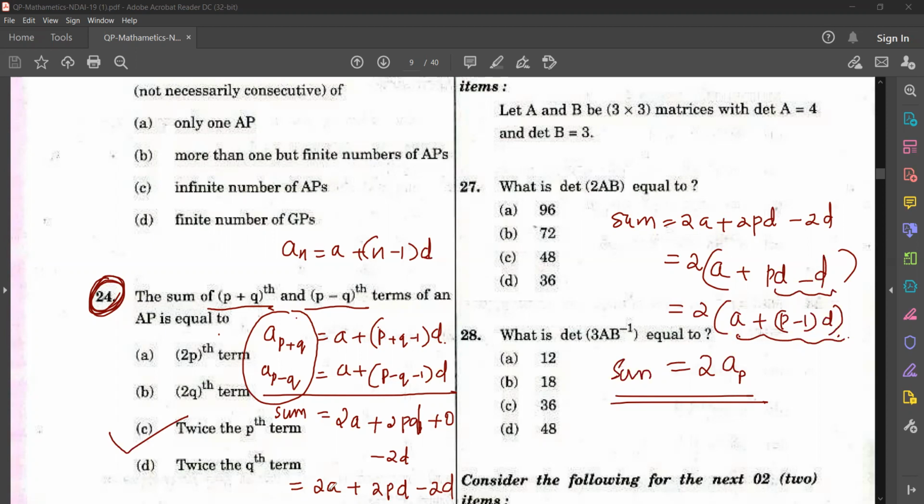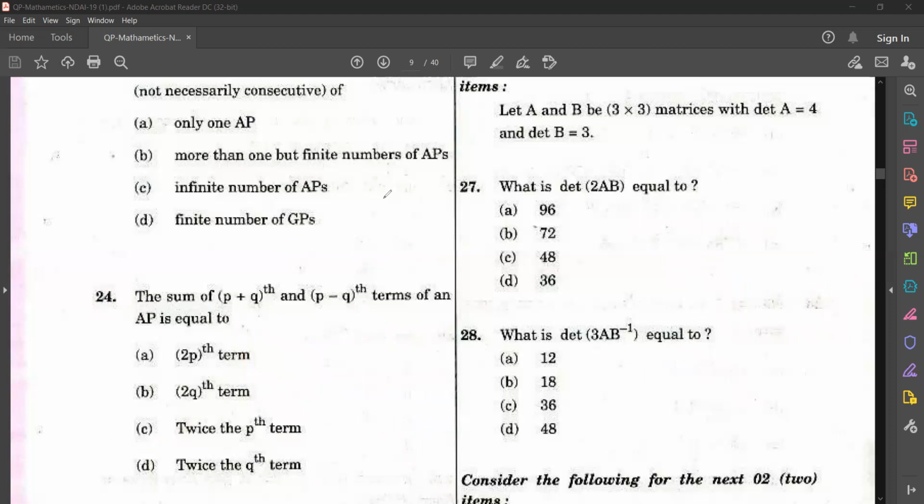Okay. Copy down. Okay. Now go to next question.